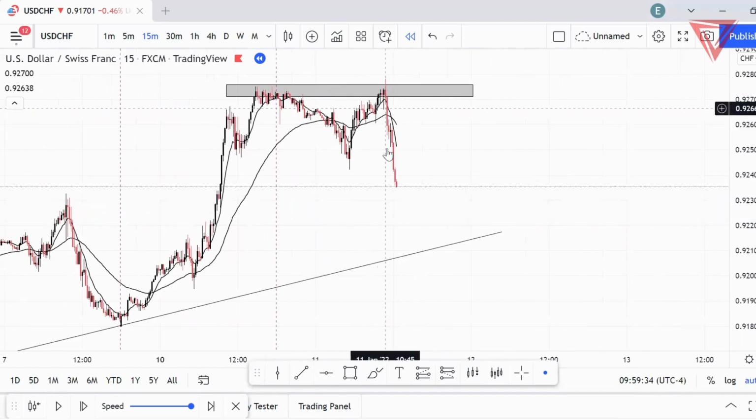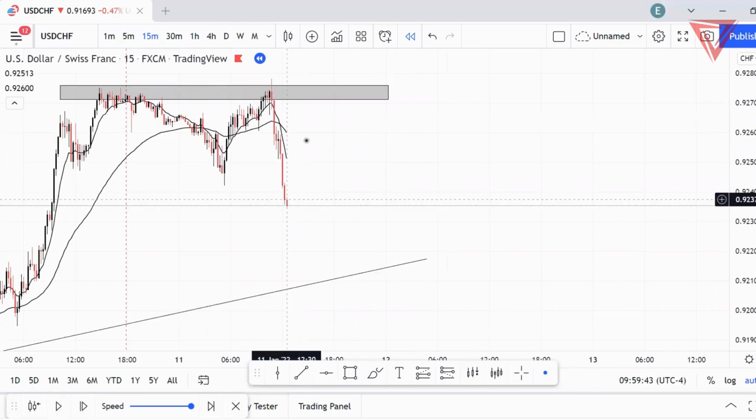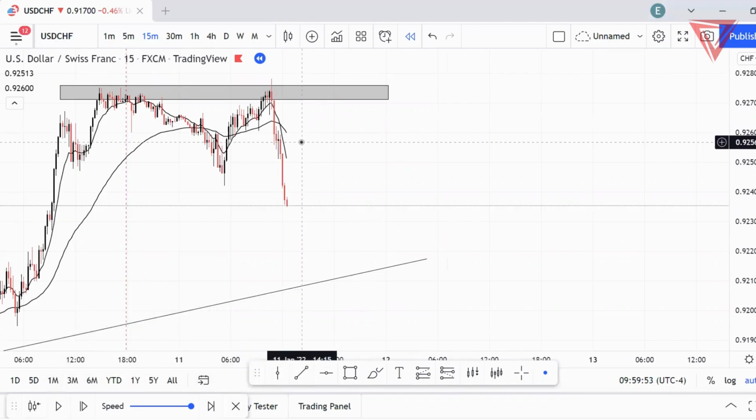So at this point, I'm not just going to sell it again, because obviously it's very bearish. If I were to sell it here, obviously the likelihood of the market retracing on me is very high. This is why it is called an ECR. ECR stands for exponential moving average, crossover, and retest system. So you have your exponential moving averages here.